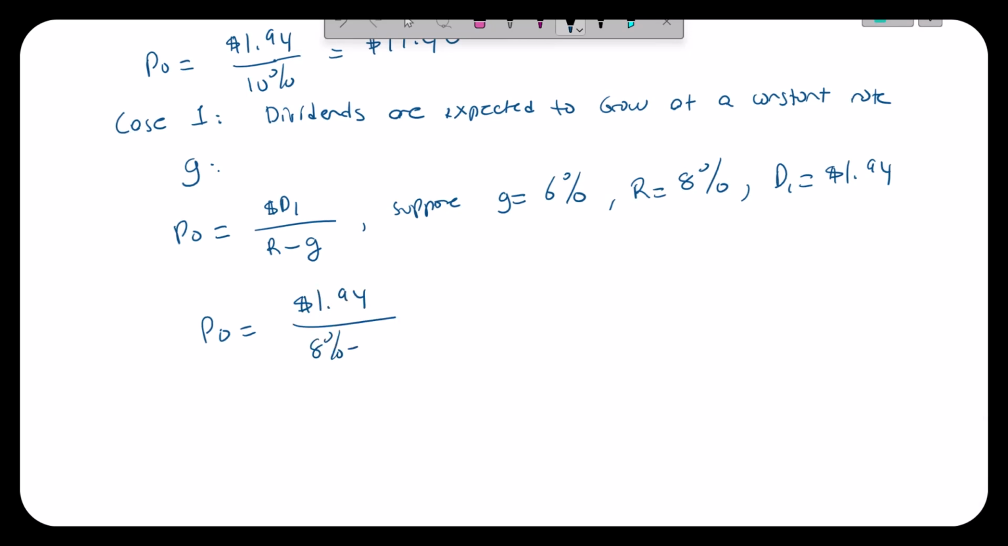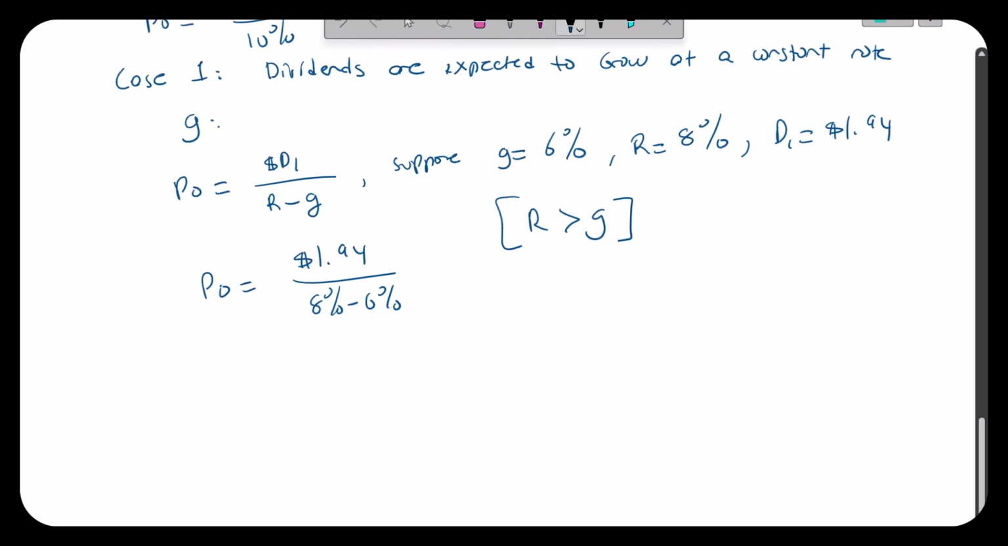By the way, for this model to work, case one, you want R to be greater than G. Otherwise, the equation that defines that infinite sum is not convergent. Well, I chose these because you're dividing by 2%, which is the same thing as multiplying by 50. And 1.94 times 50 is going to be $97, if I'm not mistaken. All right. Again, that's too much too, but you see where we're going with that.